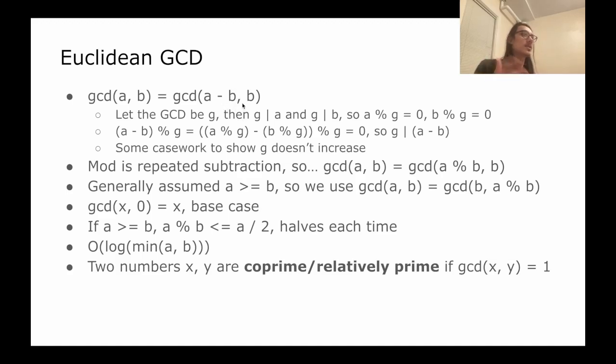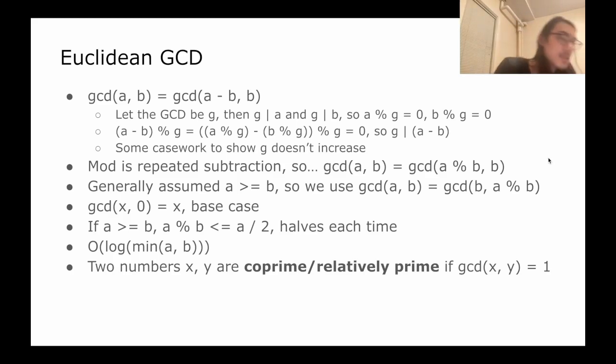And you can also show you won't gain any divisors. It's much clearer than this. You can just do some casework on what if g divides a, or if it divides b, or if it divides neither. And you can show that you won't get any new divisors.